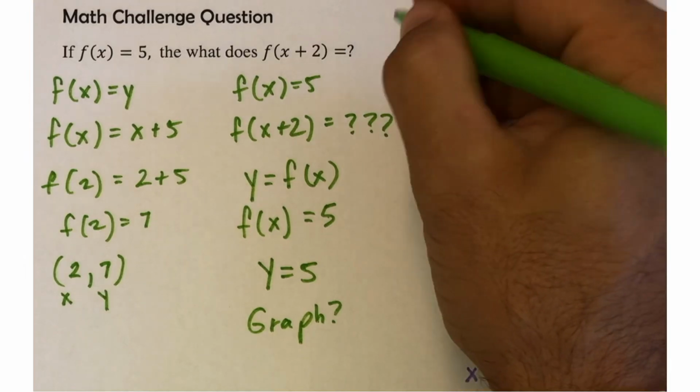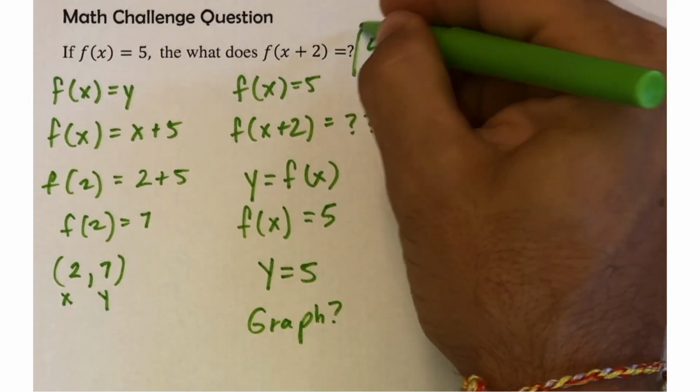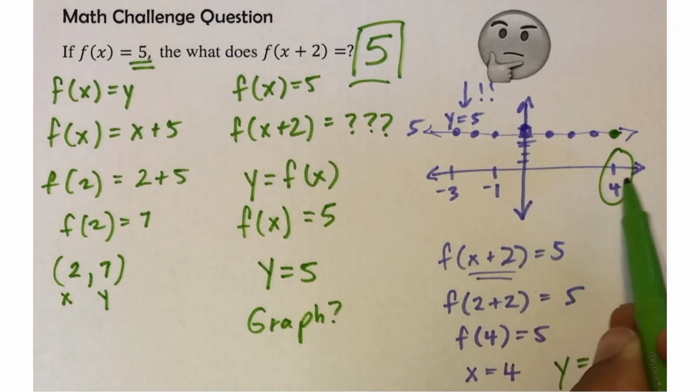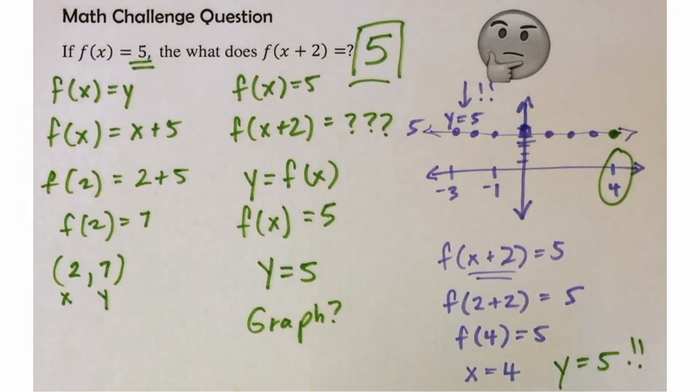So what is the answer to this? The answer is 5. It was exactly what it was in the beginning. And that's just the understanding. If there is no x to put into my function, then no matter what my x is going to be, my result is always going to be 5.